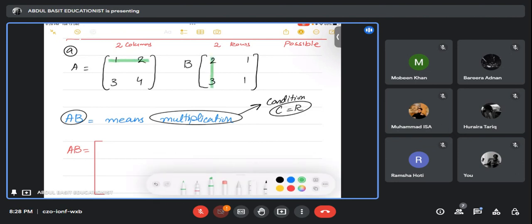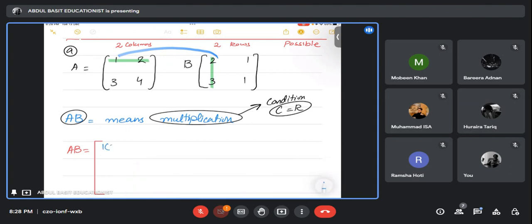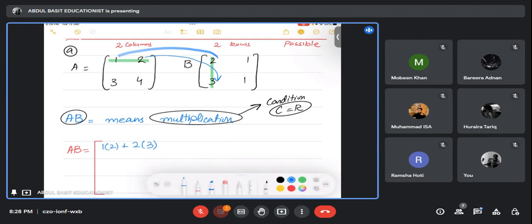Okay, so it would be 1 times 2. So 1 times 2 plus 2 times 3. Okay, 2 times 3. Now I'm done with the first row and first column.